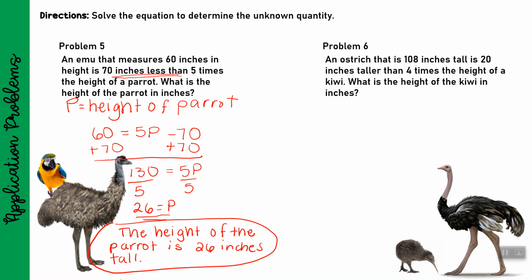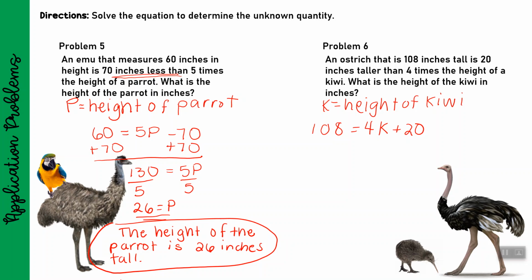Okay, last example for today, an ostrich. Okay, so we have our ostrich and our kiwi. An ostrich is 108 inches tall and is 20 inches taller than 4 times the height of the kiwi. So we want to know what the height of the kiwi is. So K equals height of the kiwi. So declare our variables, write down what it means. Okay, the ostrich, which is 108 inches tall, is 20 inches taller than, so plus 20, 4 times the height of the kiwi.